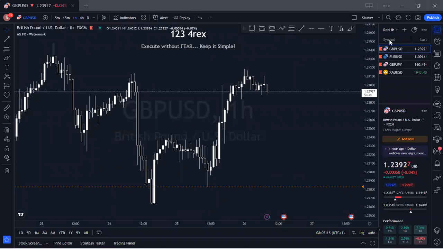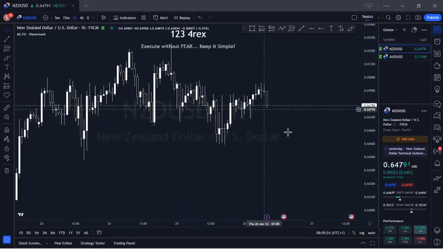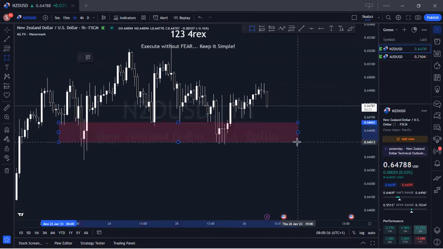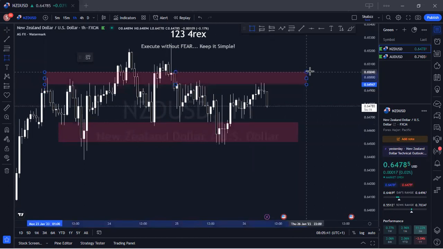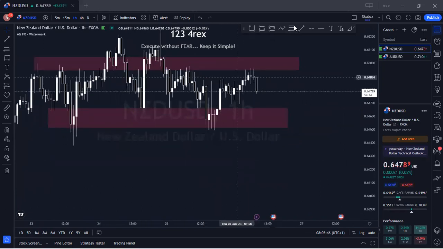Good morning. Let's start with the pairs I trade. NZD and AUD. NZD is still not giving me anything. I'm not seeing anything clear yet. We have just been inside this range for a while now, so until we exit either to the top or to the bottom, I'm not really doing anything on it.